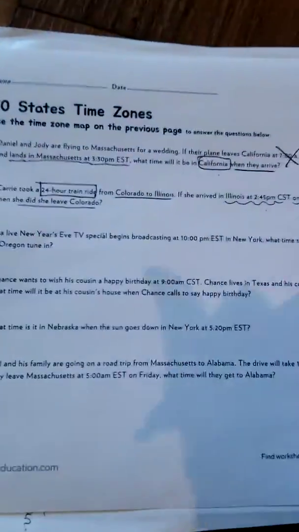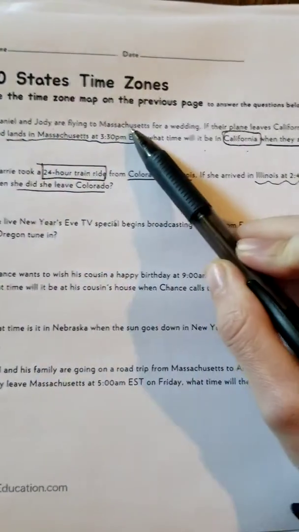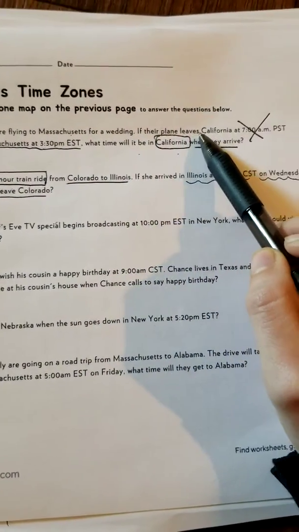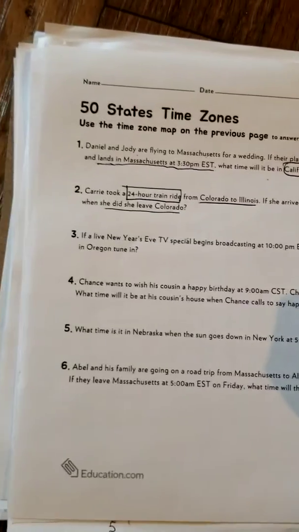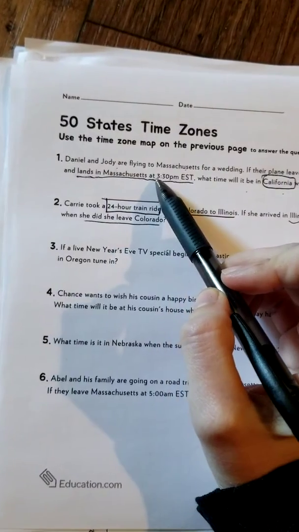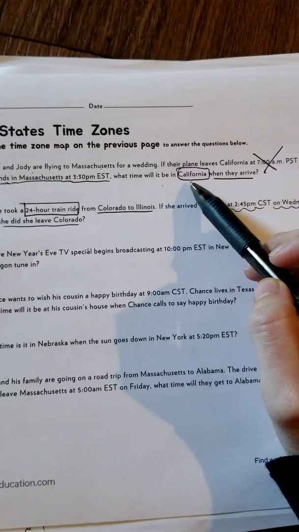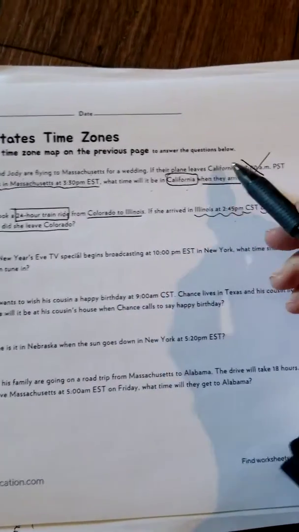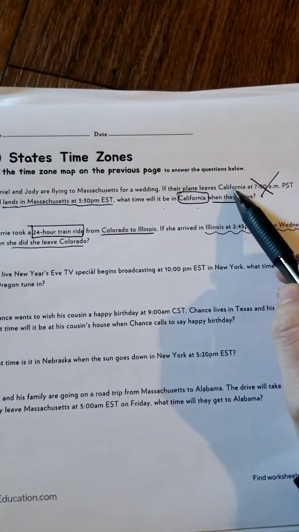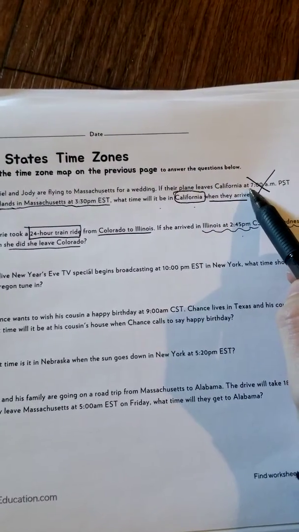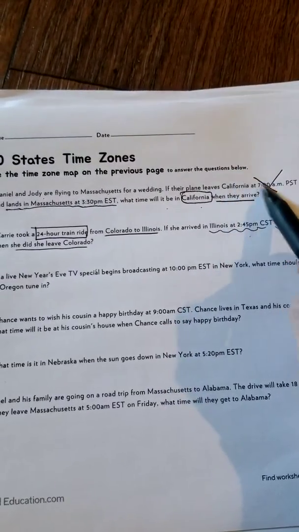Okay, so on the assignment, it says, Daniel and Jody are flying to Massachusetts for a wedding. If their plane leaves California at 7 a.m. Pacific Standard Time and lands in Massachusetts at 3:30 p.m. Eastern Standard Time, what time will it be in California when they arrive? Okay, so first thing I did is I X'd out information I do not need. I don't need to know when they left because according to my question, I need to know what time they arrived. So I got rid of that time.